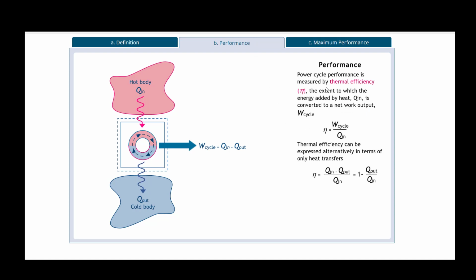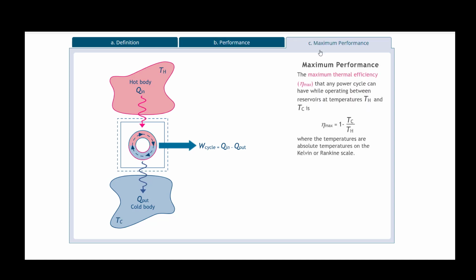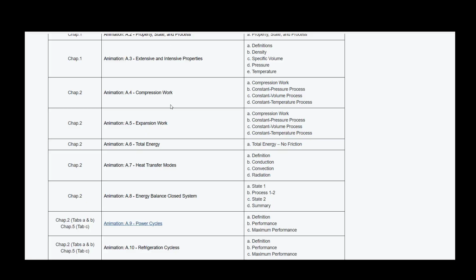And then you see here we've got thermal efficiency. You see that little η, that denotes our efficiency. And so then you've got some formulas here to calculate the efficiency of this cycle. And then we can do maximum performance as well, right? And so that's efficiency max. And then we start talking about TH and TC, right?